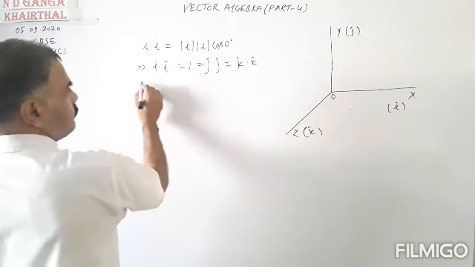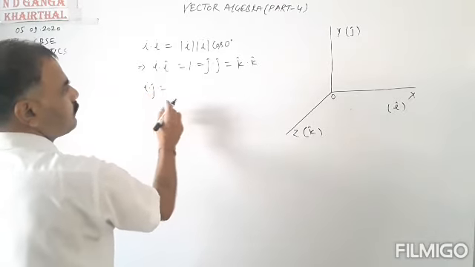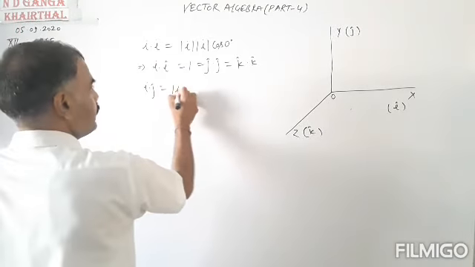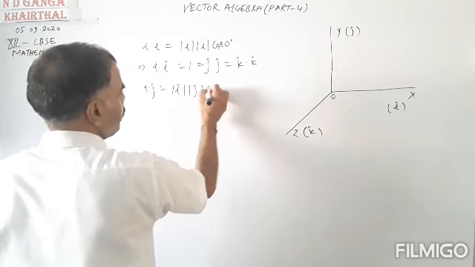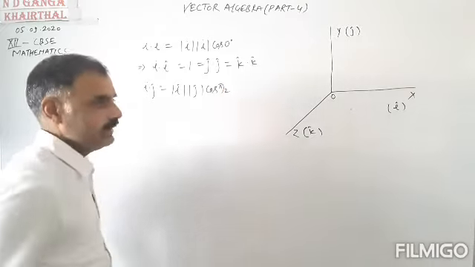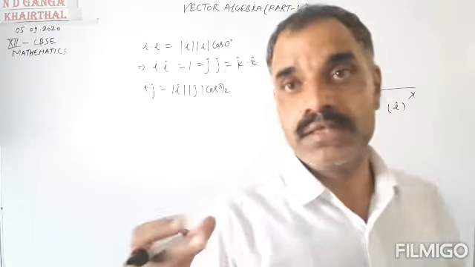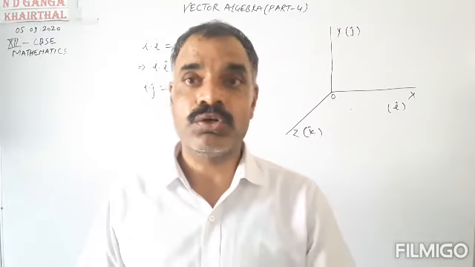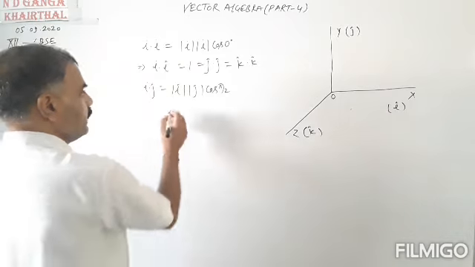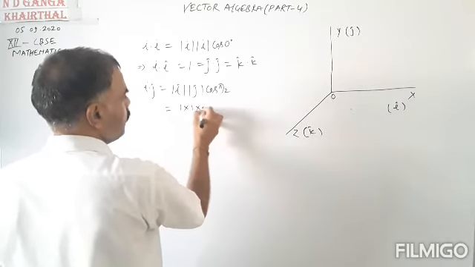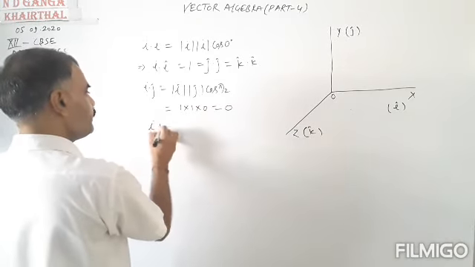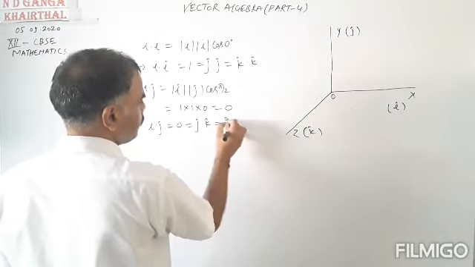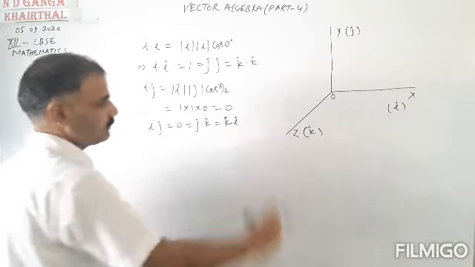Now i cap dot j cap: the angle between i cap and j cap is 90 degree. Magnitude of i cap, magnitude of j cap, cos of pi by 2, that is 90 degree. i cap, j cap and k cap are mutually perpendicular, that is why the angle between them is 90 degree. So cos 90 is equal to 0. Everybody knows cos 90 is equal to 0. That is why 1 into 0 is equal to 0. So i cap dot j cap is equal to 0, and similarly j cap dot k cap is equal to 0 and k cap dot i cap is also equal to 0.